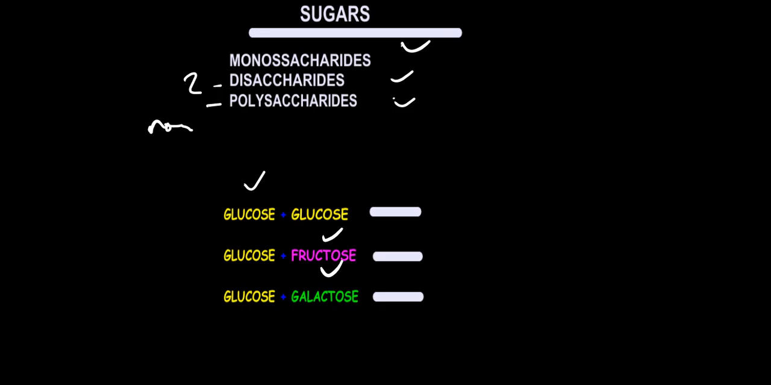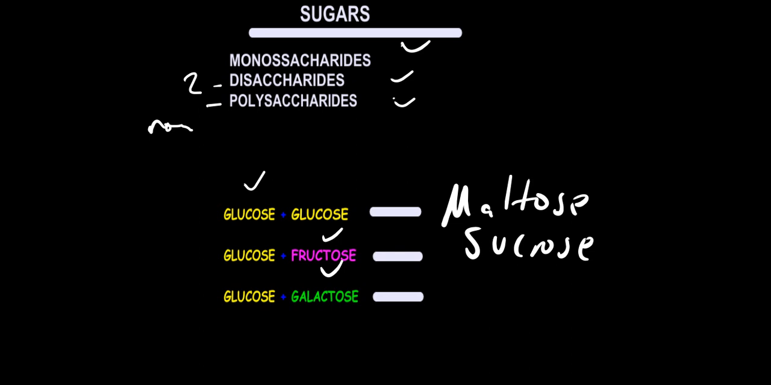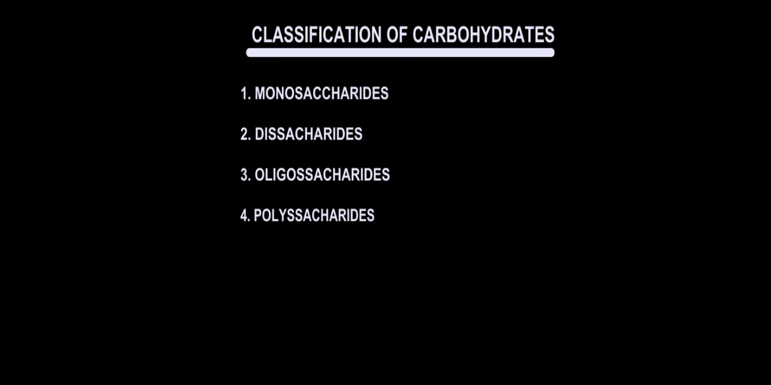Now, if you combine glucose, a monosaccharide, and another monosaccharide glucose, you form what we call maltose. When you combine glucose and fructose, you form a disaccharide called sucrose. When you combine glucose and galactose, you form a disaccharide called lactose. We'll discuss much of this when we start doing disaccharides. Now, let's talk about these carbohydrates one by one. Monosaccharides, we'll just talk about briefly.